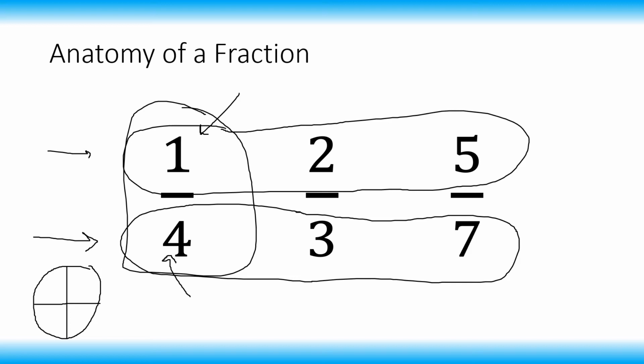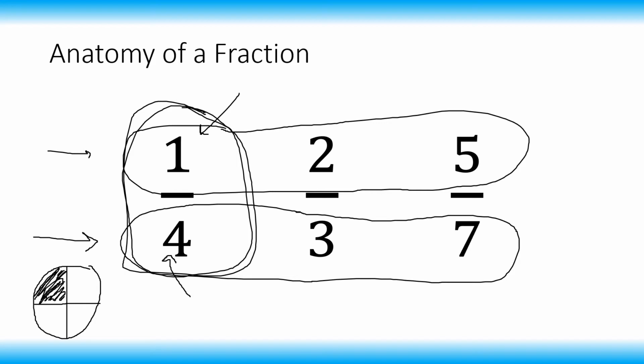So in the case of this first fraction again, in the case of this 1/4, the denominator tells us that the whole is cut into 4 pieces, and the numerator, that 1 up top, is telling us that we have 1 piece. So we could shade in 1/4 of our pizza here. We shade in one of the 4 pieces, and that's 1/4.